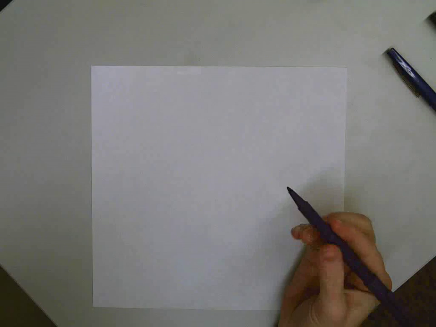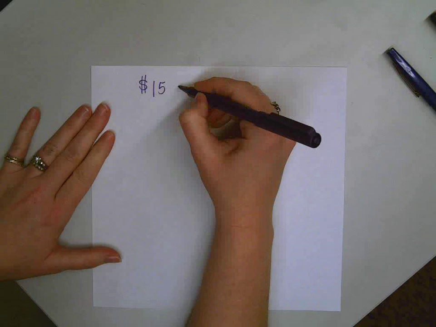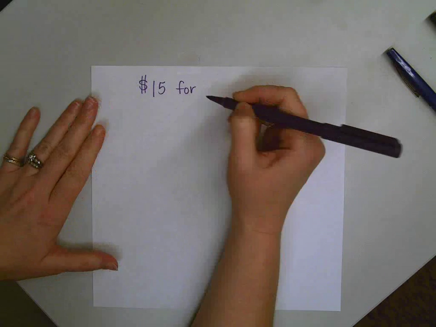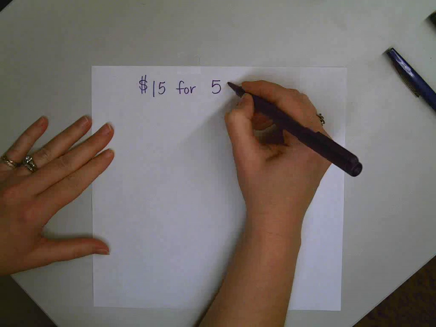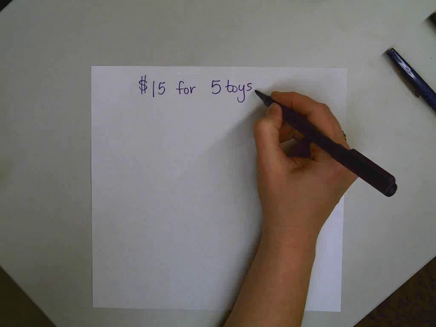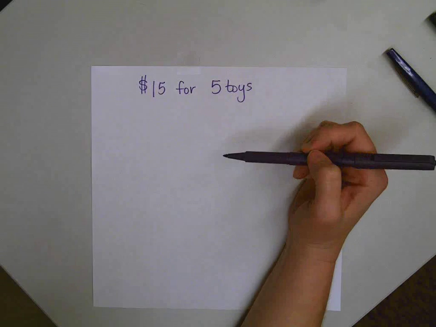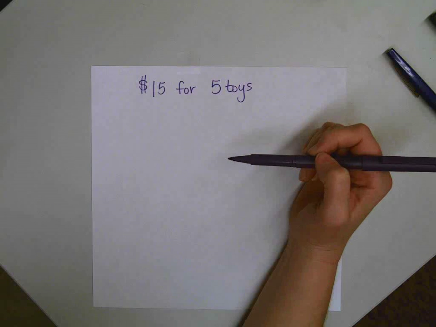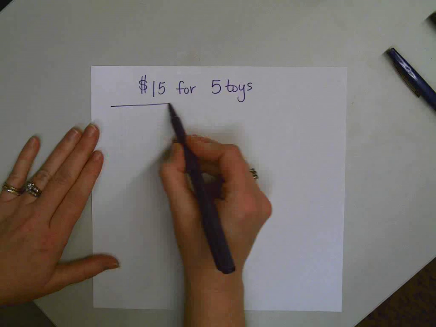Okay, this little mini lesson is looking at taking rates and turning them into unit rates. Often when we go shopping, our goal is to save money, and a good way to do that is to make sure that you are comparing prices of items. So in this example, we'll look at the process for finding the rate of how much a toy costs. If we're looking at $15 for 5 toys, and the question is, how much does it cost for 1 toy? This is the process I'd like them to do.